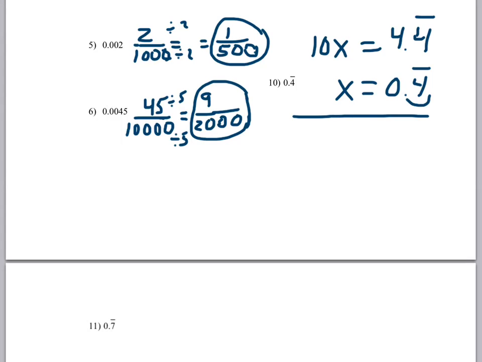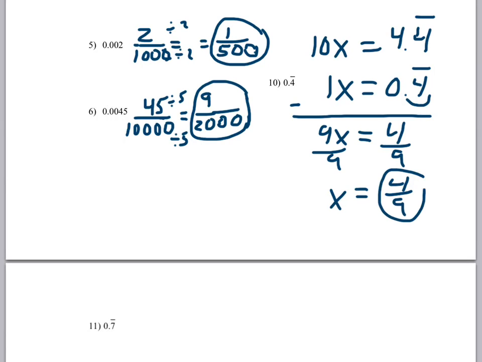And then, once again, I'm going to subtract 10x minus 1x. A lot of people have trouble with that. Remember that that's a 1x, just x. 10x minus 1x is 9x. And 4.4 repeating minus 0.4 repeating just gets rid of the 0.4 repeating and leaves me with 4. And so I am left with 9x equals 4. X is being multiplied by 9, so to solve for it, I divide by 9. And I get x is equal to 4/9. There's my fraction. The 0.4 repeating is the same thing as 4/9.